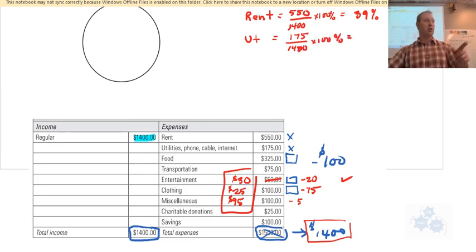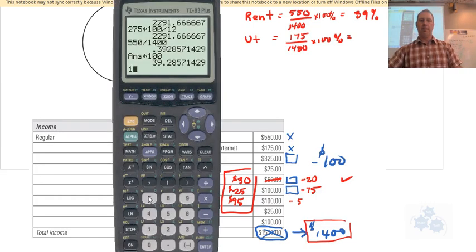Okay, I'm going to get you guys started. You guys got to do the rest here, okay? So 175 divided by 1400 equals, times 100. Round to the nearest percent. Oh, that's going to be a tough one. Let's go 13% on that one.